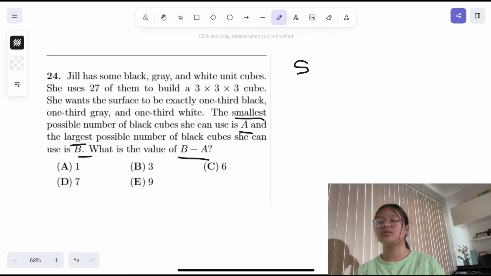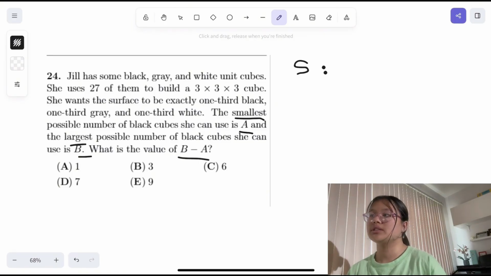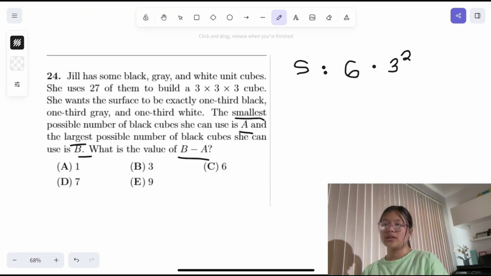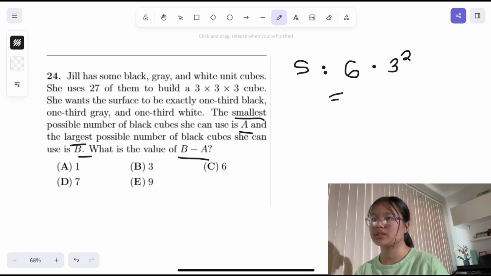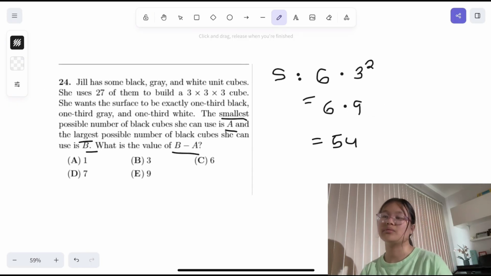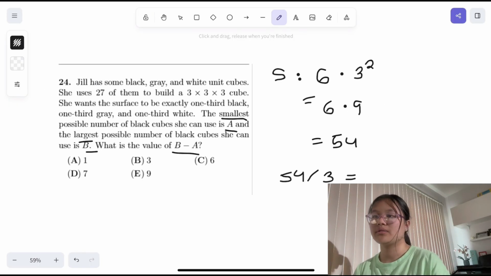So what we can do, we can find the surface area of the cube, which is 6 since 6 faces multiplied by 3 to the power of 2. So then 6 times 9, which is then 54. So the surface area of the cube is 54. Using that information, this means that the black, gray, and white area should each be equal to 18. The reason why I get this is because 54 divided by 3 is just 18.